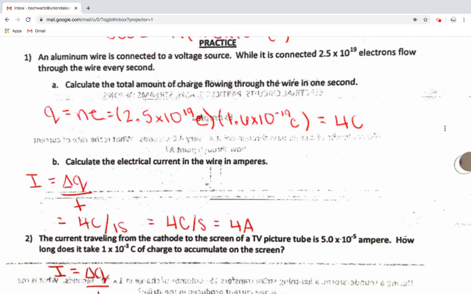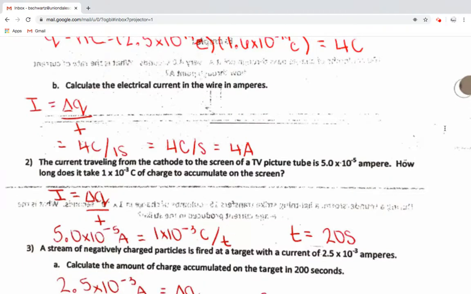Well, we're looking for the total charge. Total charge is Q. They told us that we have a number of electrons. That's our N. If you are told electrons, you always know you have the elementary charge. So I can use Q equals NE and solve for 4 coulombs.